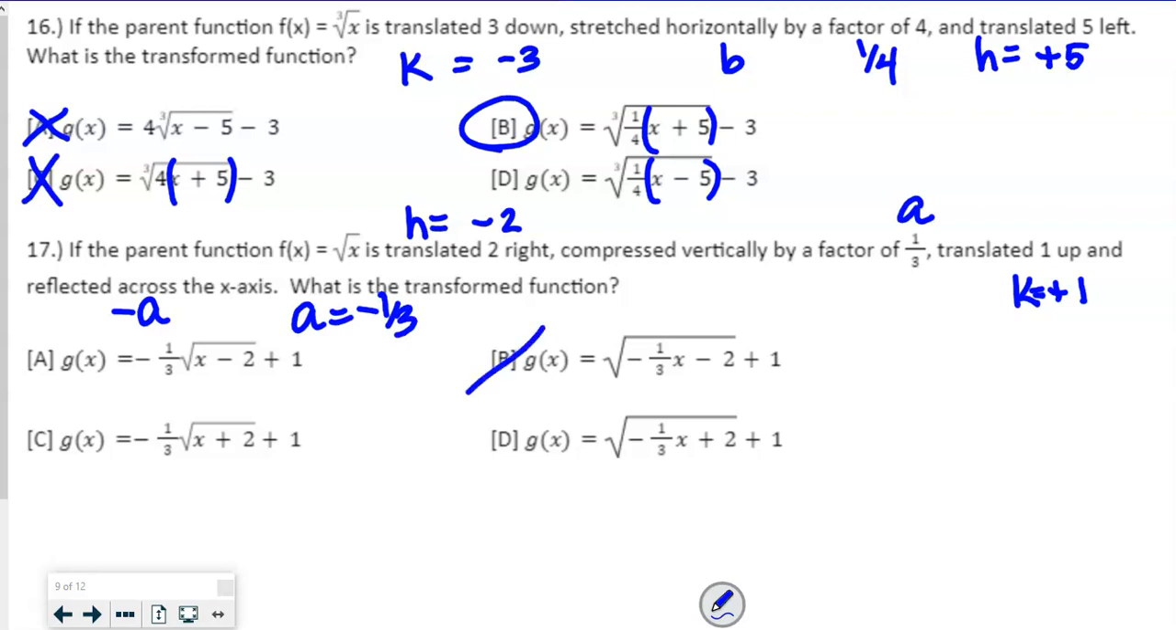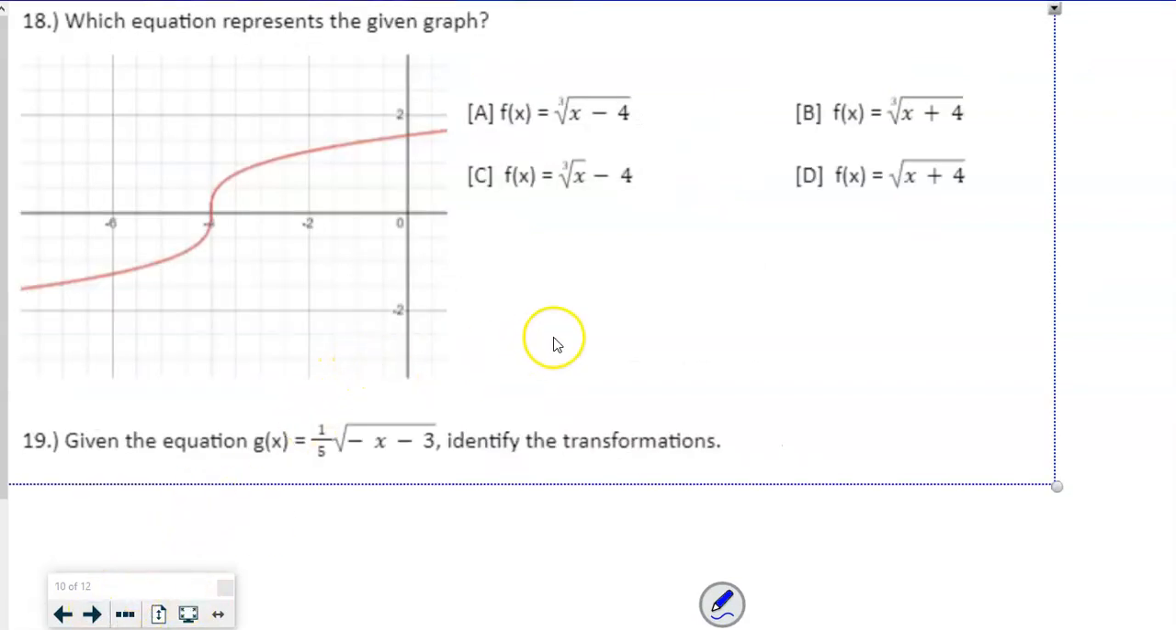So can't be this one, can't be this one. Then we've got, it's minus 2 and plus 1. So are we looking for a minus 2 for H and a plus 1 for K? So our answer here is A. Okay? All right, so let's go on to the next one.